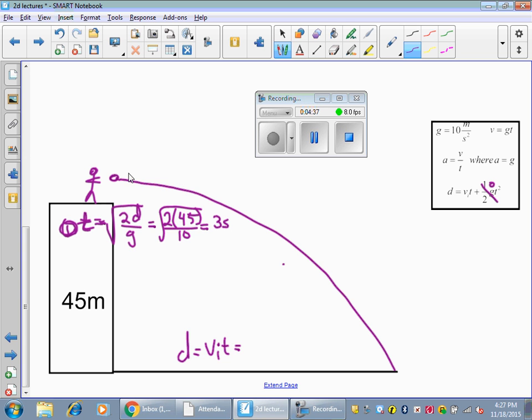And let's say I threw this ball with a speed of 5 meters per second. Just making that up, okay? If I happen to throw the ball 5 meters per second, I would plug in 5 meters per second, and then my time is 3. So I get 15 meters. That's how far I would go. Okay. One more. Let's do one more.